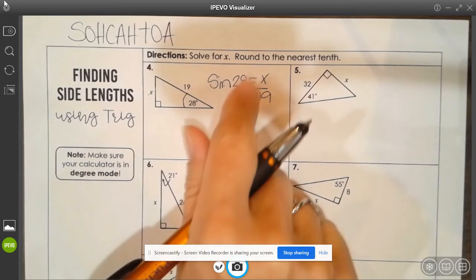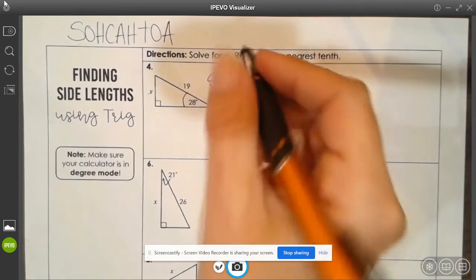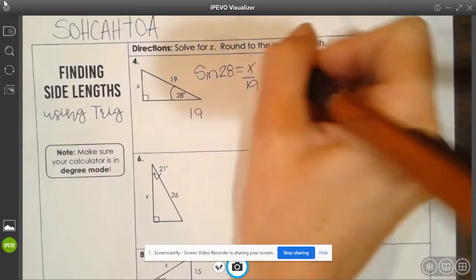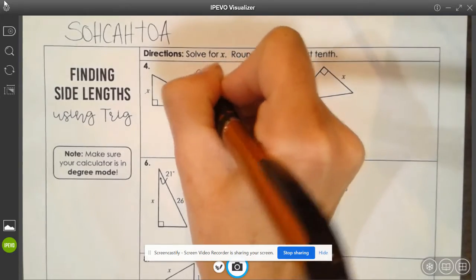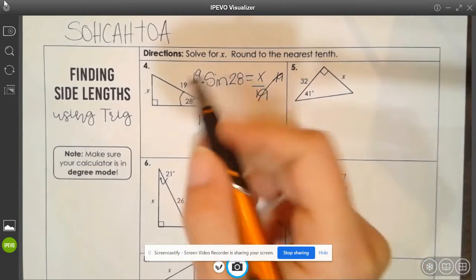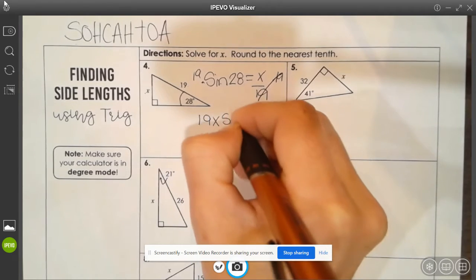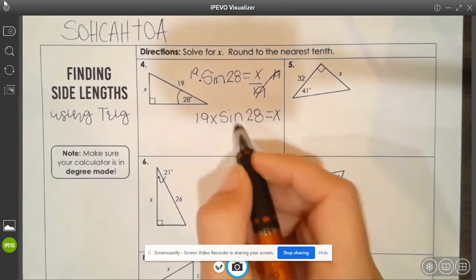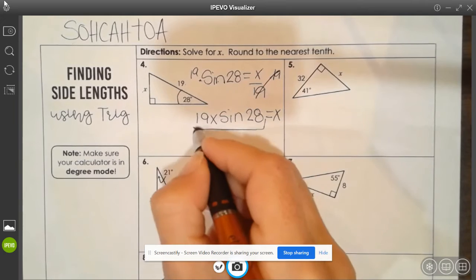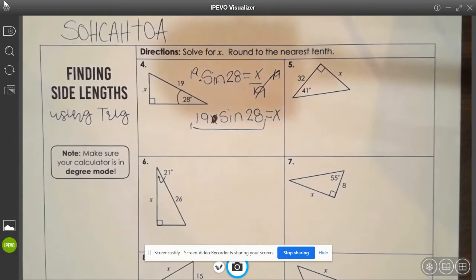Okay? So if we do some algebra here, which I'm only going to show you really quick, we get rid of 19 by multiplying 19 on both sides. That's some algebra. That goes away here, and we have 19 times sine of 28 equals x. So that's what we're going to be putting in our calculator. I'm going to put a dot here so you know it's times, because it's an x.